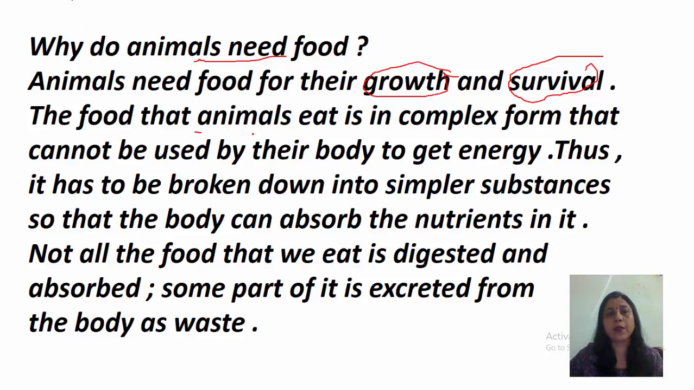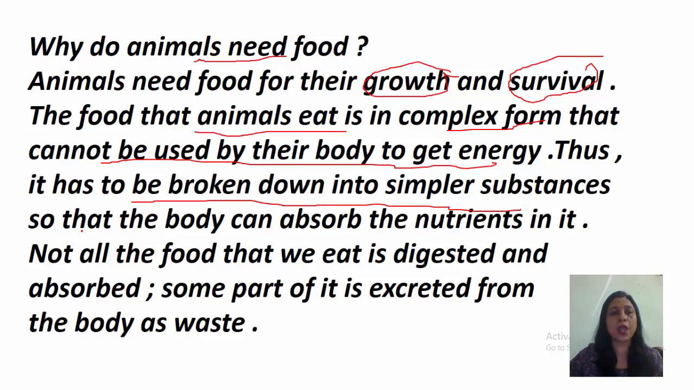The food that animals eat is in complex form. जो भी खाना animals खाते हैं या हम खाते हैं, that is actually in complex form, which cannot be used by the body to get energy. Directly उससे हमें कोई energy नहीं मिलेगी. Thus, it has to be broken down into simpler substances so that the body can absorb the nutrients in it. ठीक है? They have to be broken down into simpler substances.